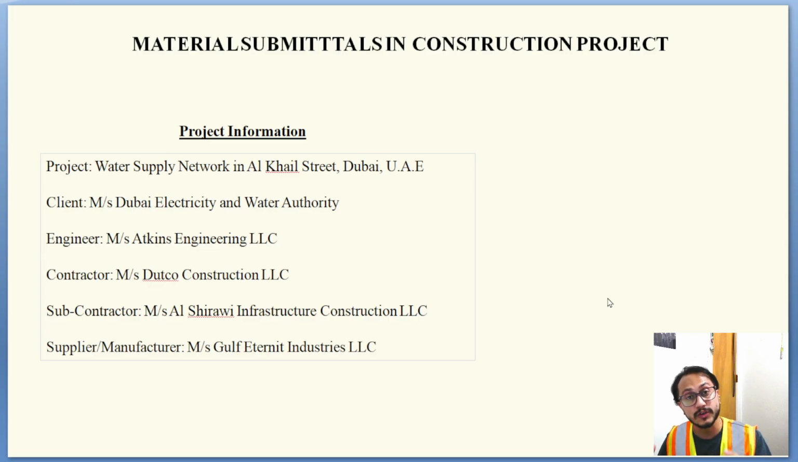The first thing to include in the material submittal is project information. Project information includes what the project is about, client, engineer, contractor, subcontractor and the supplier information. These are the information I have kept as a sample for you. You need to change this information as per your project description.